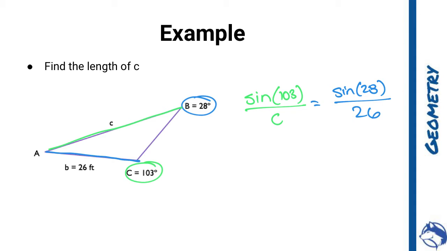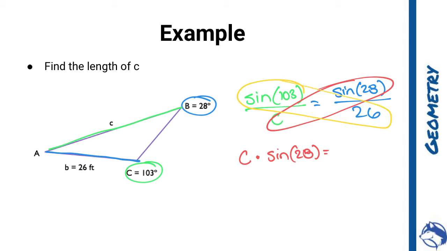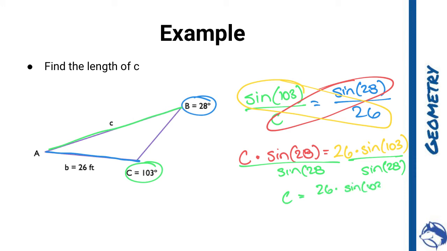So what I do now is I cross multiply. So I get C times the sine of 28 is equal to the cross multiply of the other piece. So this is 26 times the sine of 103. Before I evaluate it, I divide by the sine of 28 because I know the sine of 28 is just a number. And I get C is equal to 26 times the sine of 103 divided by the sine of 28.